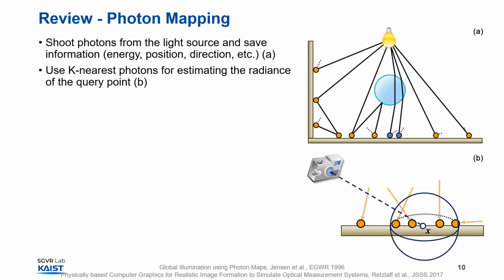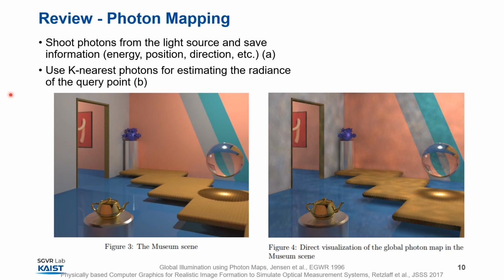Another biased approach is photon mapping. Unlike before, we save information of n-pass photons shot from the light source. And then we use the k-nearest photons to estimate the radiance of the current point. Here we can see the result of rendering with the photon map on the left, where the photon map can be visualized as on the right here.